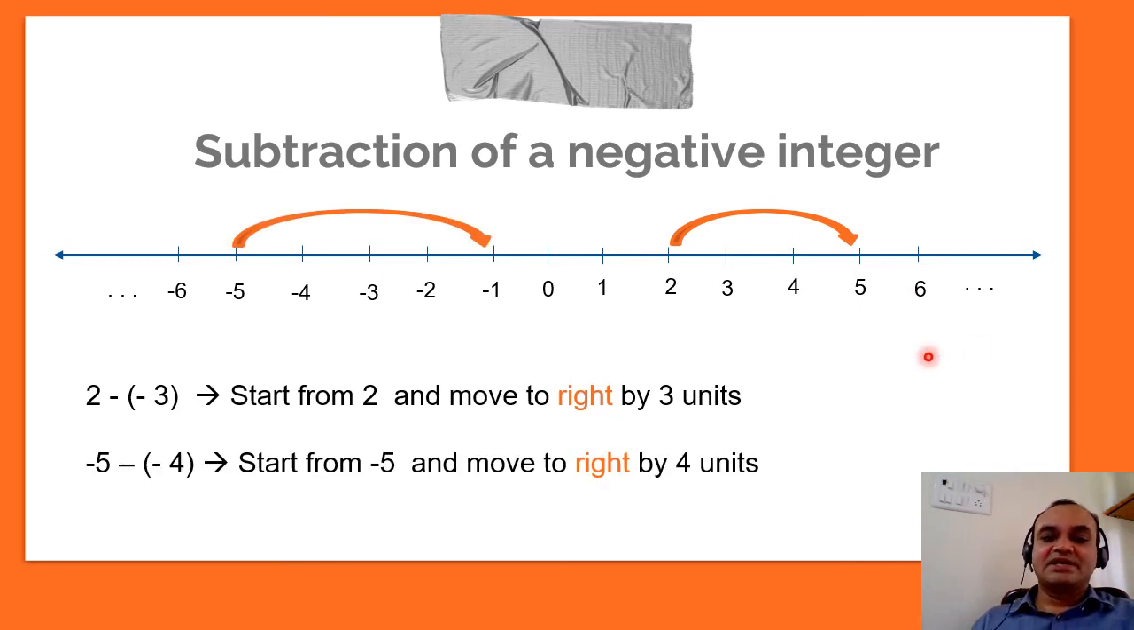How about subtracting a negative integer from another negative integer? So let's say we want to do minus 5 minus minus 4. So again we start at minus 5. We want to do subtraction, so we should move in the opposite direction, that is in the negative direction. But the number we want to subtract is again minus 4. So we'll again flip around and move in the positive direction. So we move 4 units in the positive direction and we will reach minus 1. So minus 5 minus minus 4 is minus 1.